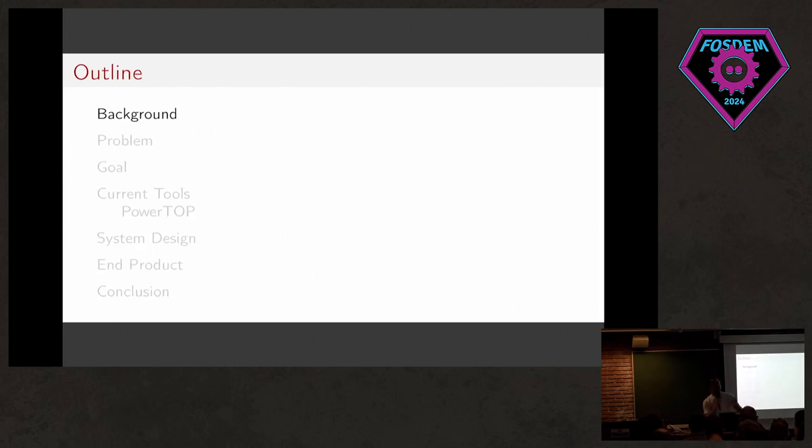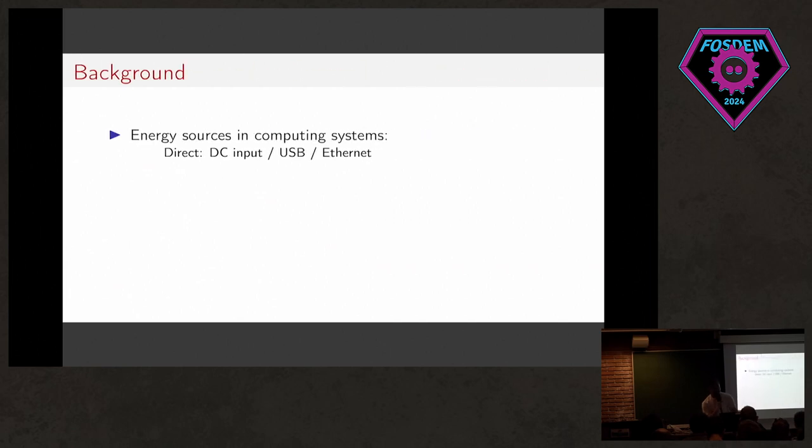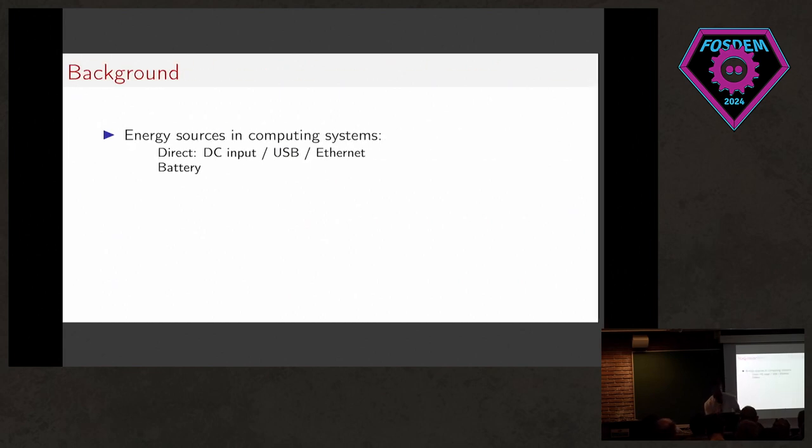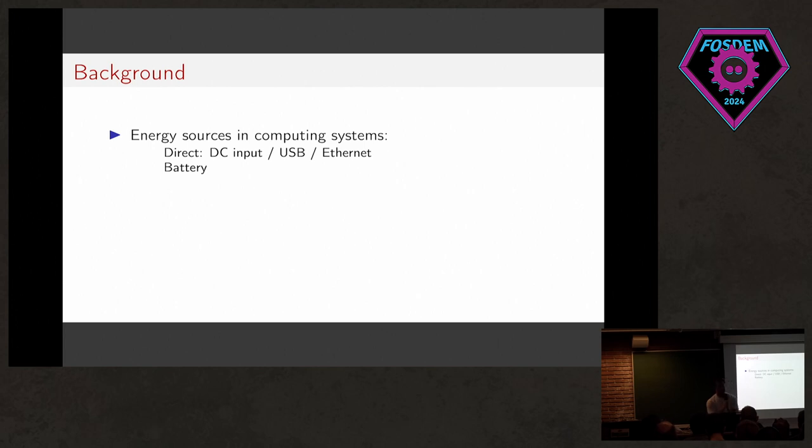Great. What do we want to talk about? Let's get a bit of brief background to bring everyone on the same page. Now, when we talk about energy sources in computing systems, you can have a bunch of options. You can have direct inputs from DC, from USB. You can have battery powered systems. And if you're really exotic, you can even have energy harvesting devices, okay?